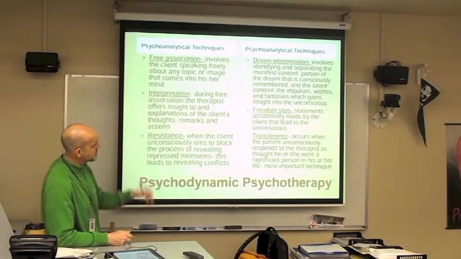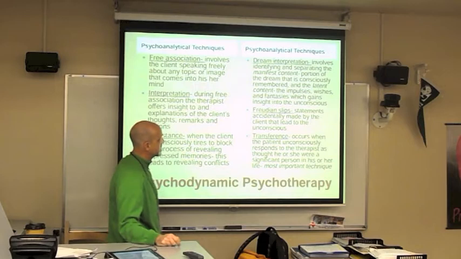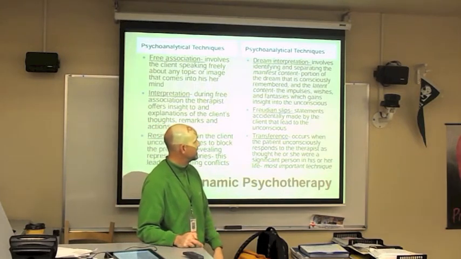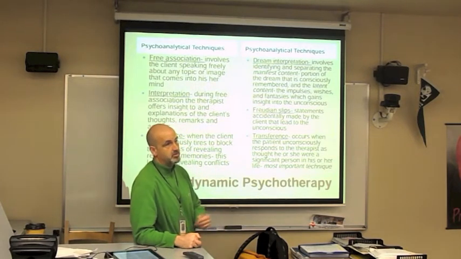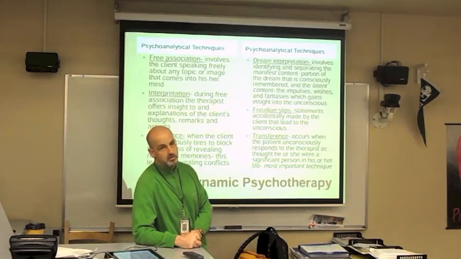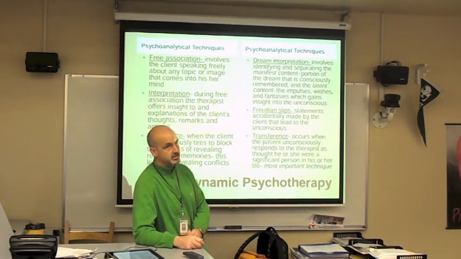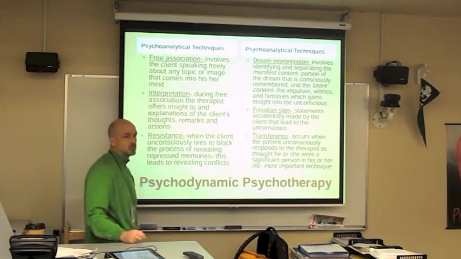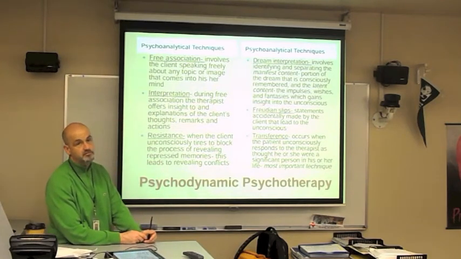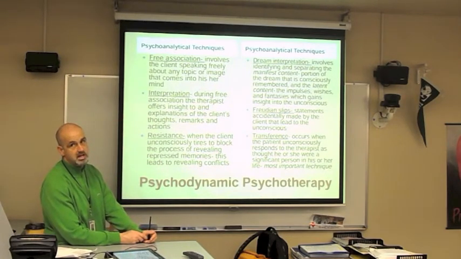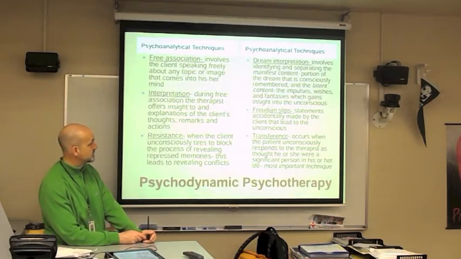Now, dream interpretation, which we talked about in the States of Consciousness chapter, involves identifying and separating the manifest content, which, if you remember, manifest means what you can remember from a dream. Man, I had a crazy dream. Latent content refers to the symbolic part of a dream. Now, that's what Freud would be interested in, is the symbolic part of the dream, because that reveals the unconscious.